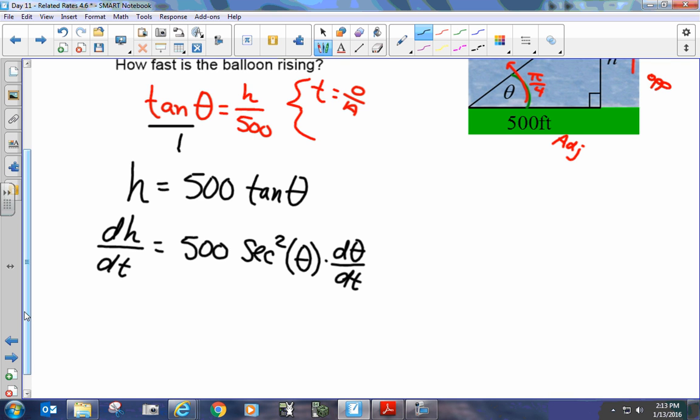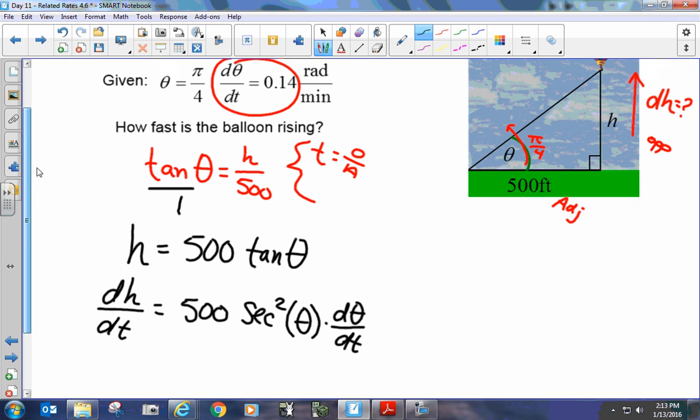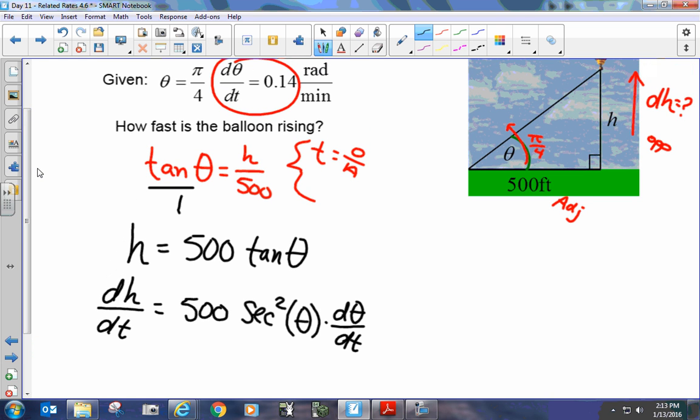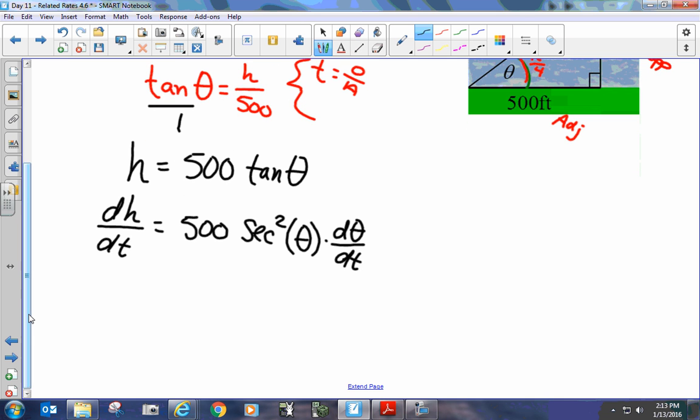All right? And what two pieces of information did they give us? They gave us theta, and they gave us the change of theta. We're just going to plug those in. That's what dH is. Okay? So we have 500 times secant squared of pi over 4 times, and what is the change in theta they give us?